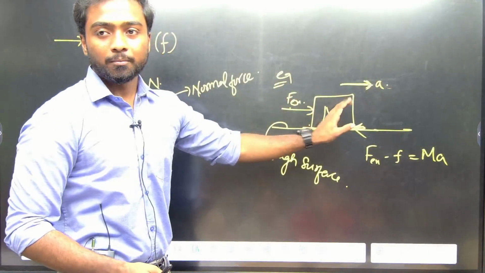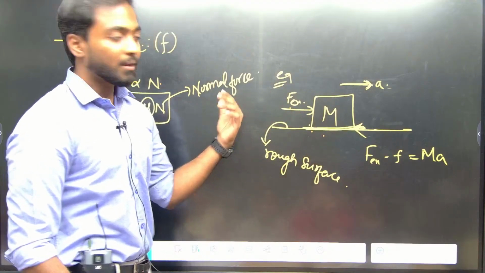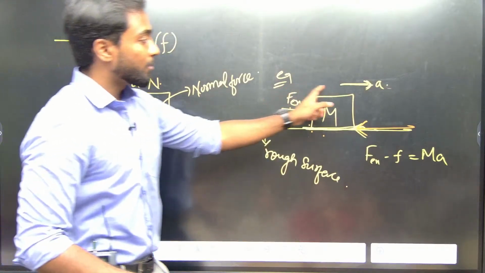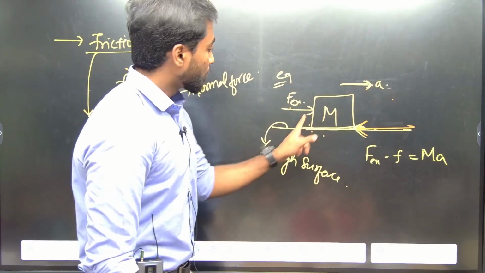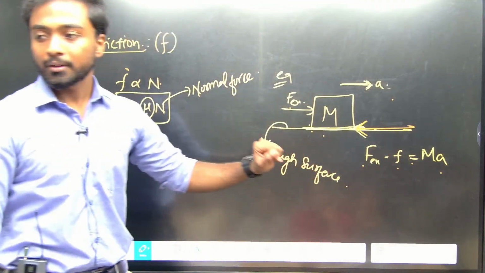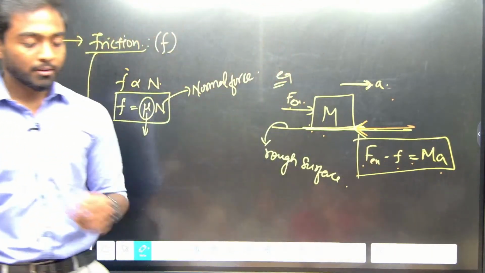I have applied a force on the object, it is a rough surface, which means it will try to oppose me, so friction will be in the opposite direction. Acceleration will be in this direction, so F external minus friction should be equal to mass into acceleration. This is how we will write the equation for the friction. Take it down.